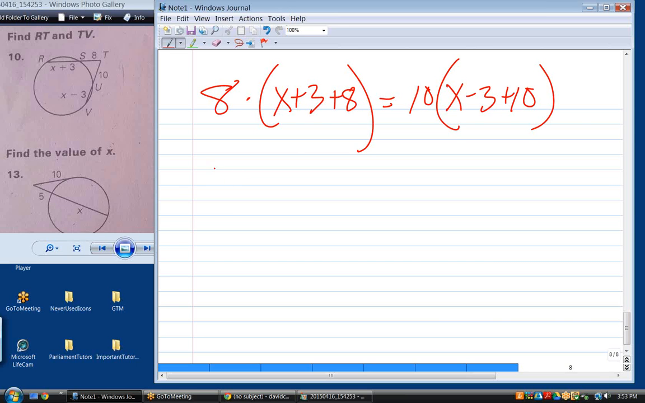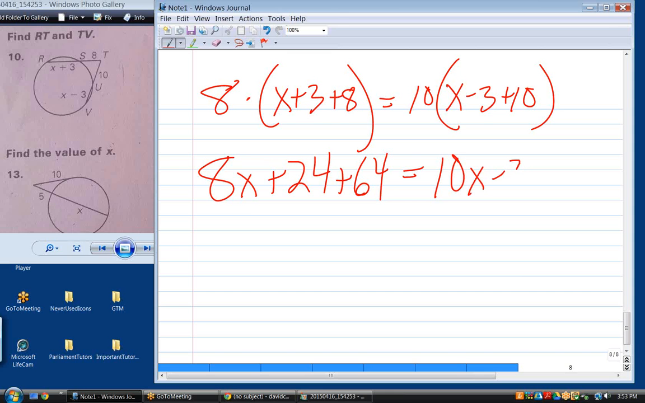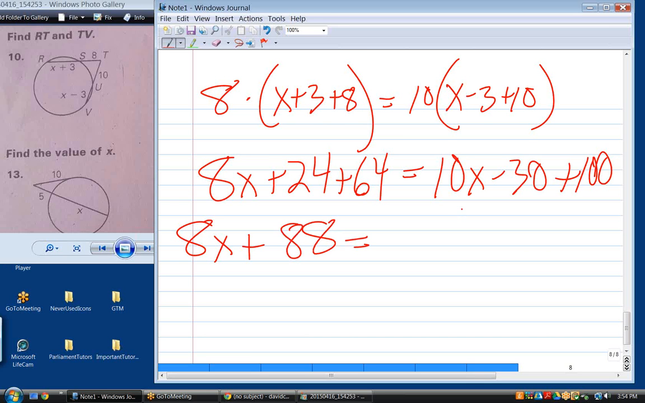Distribute. Okay. 8x plus 24 plus 64 equals 10x minus 30 plus 100. Combine. And then on the left it's 8x plus 88 equals 10x plus 70. Keep going.